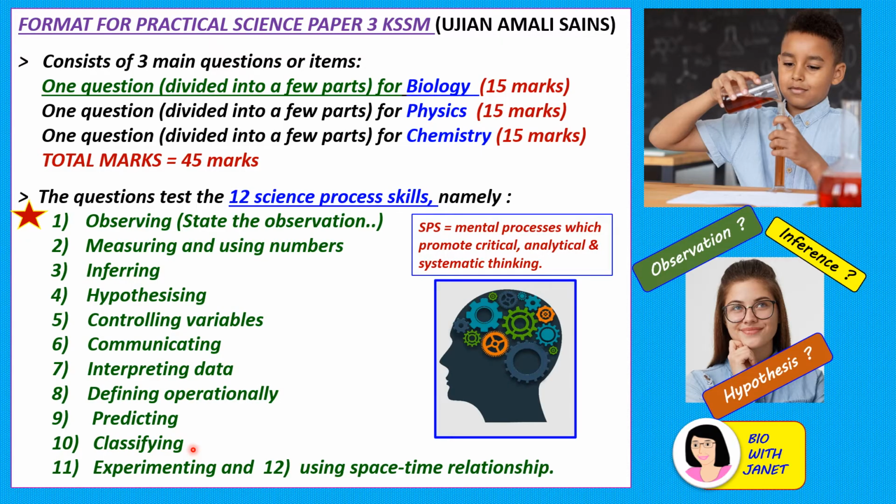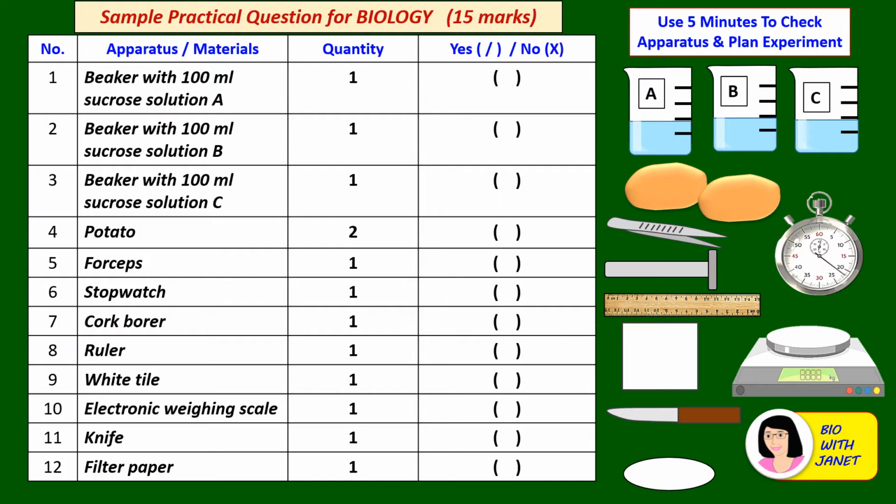Classifying, meaning that we group the items into a few categories. Experimenting and using space and time relationship. Now, how to do well in paper 3? How to score and get 15 marks or close to 15 marks? You need to try a lot of questions on paper 3 and learn the technique of answering the questions. Learn the science process skills.